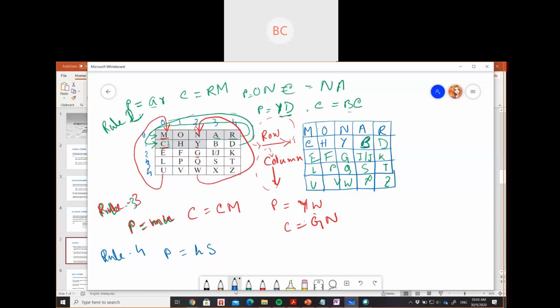Where is your S? In this case, our letters are H and S, correct? This is our plain text. For the ciphertext, it will just take the location. See, for H, you will see the column of S. You just go upside. So what's the element here?